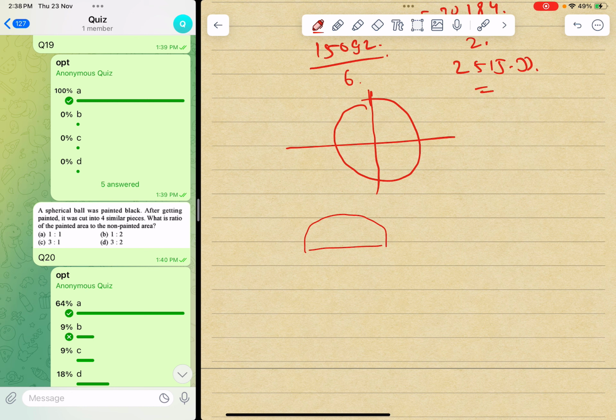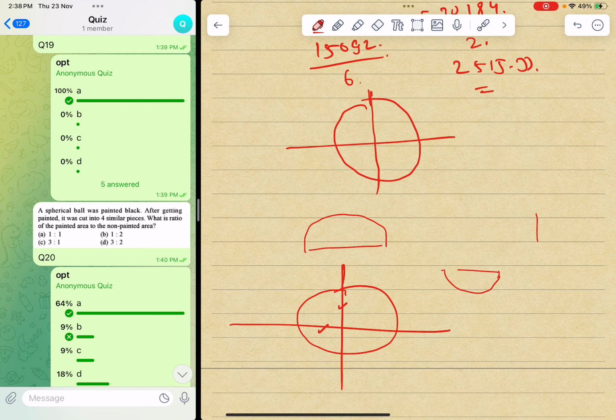2 more this side, so total 4. Think of a ball, if we take a ball and cut it like this into 4 similar pieces, each cut will generate 2 extra faces, one over here, one extra over here, one extra over here, so total 8 extra faces will be generated. The question is, what is the ratio of painted area to non-painted area? So 8 areas are non-painted, and outside is the painted one.